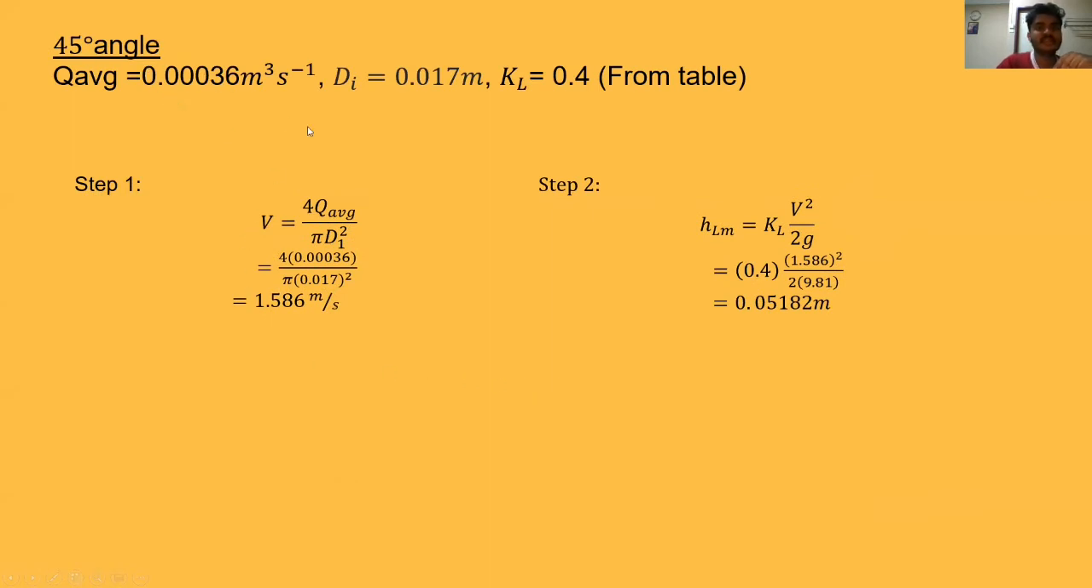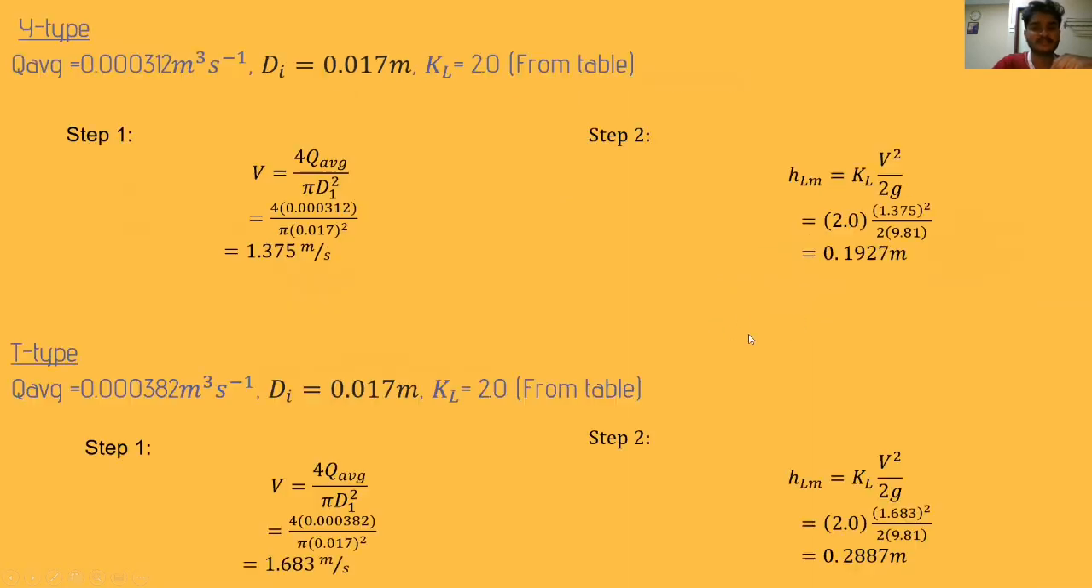In the 45-degree angle, the value of KL is different because of the angle itself. KL didn't affect the V, because in the formula for finding the V, we don't include the KL. So the V for the 90-degree bend and the 45-degree angle is just the same. Only the head loss is different due to the presence of KL in the formula, which is 0.05182 meter.